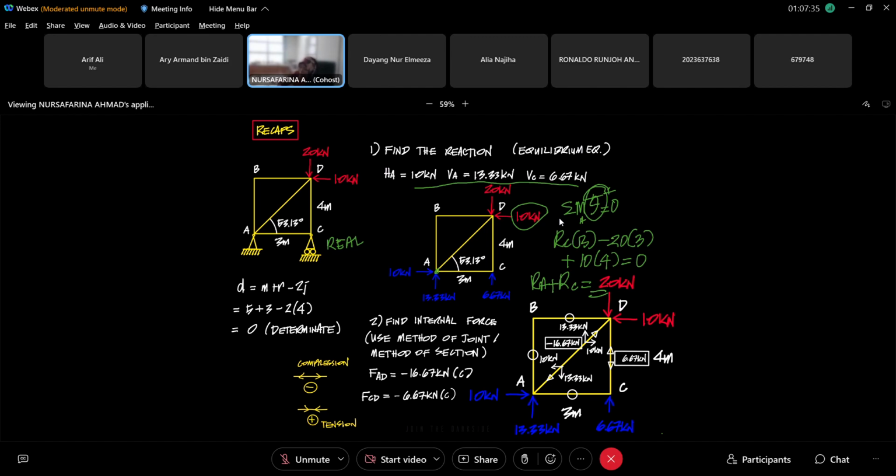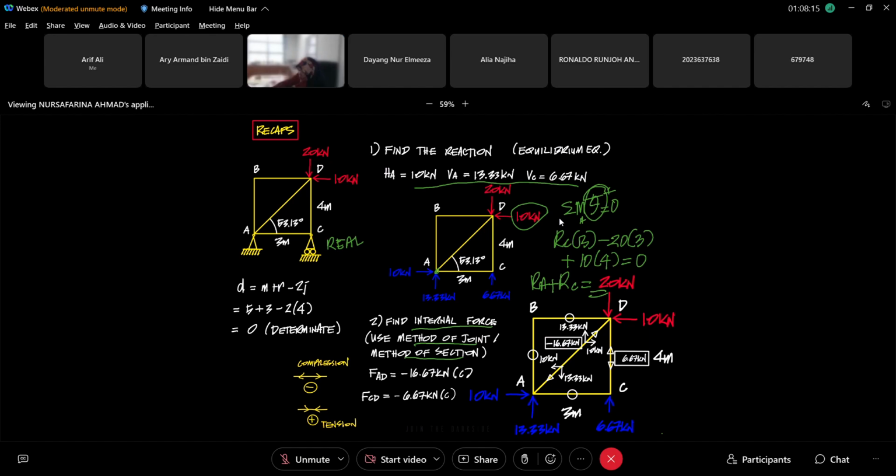And then find the internal force. Use the method of joints or method of sections. I'm using the method of joints, but I'm including the ratio of the joint and using equilibrium of the joint. Actually dia sama, tapi student selalunya cakap dia easy method. Sebenarnya dia method of joints, rather than writing summation force equal to 0 blah blah blah. So basically ia adalah yang ringkas I boleh buat.